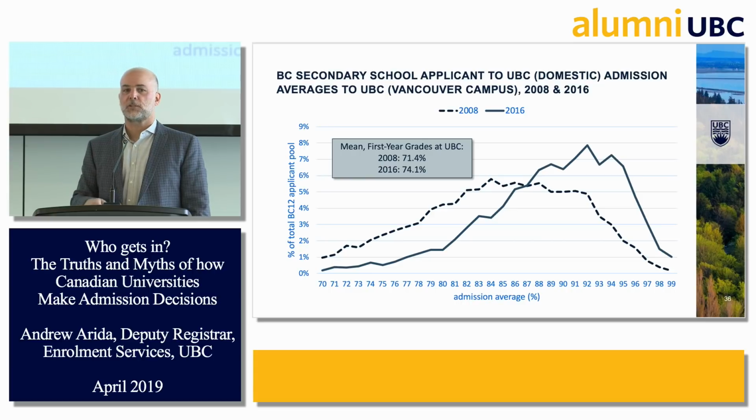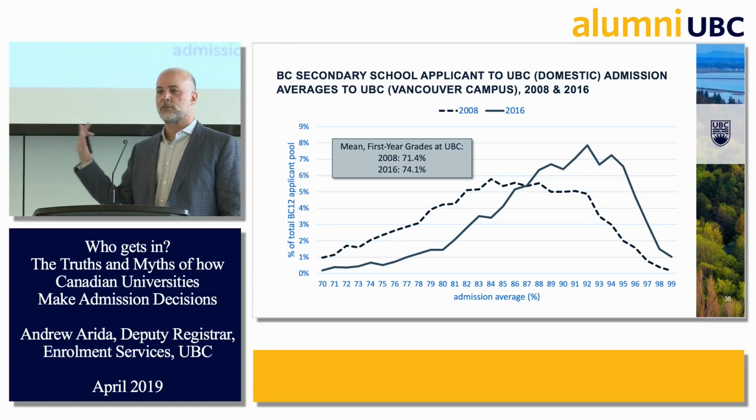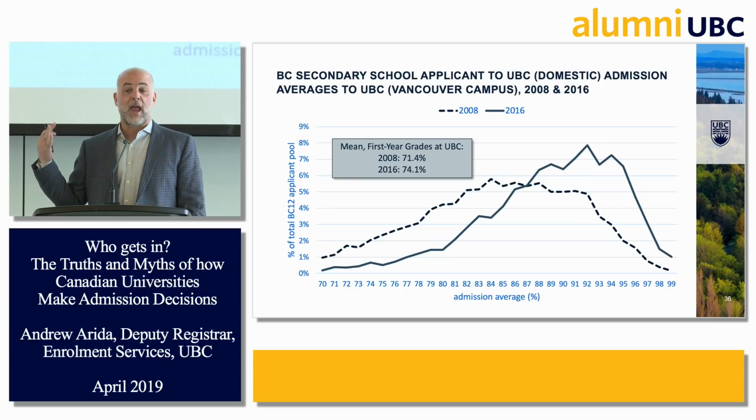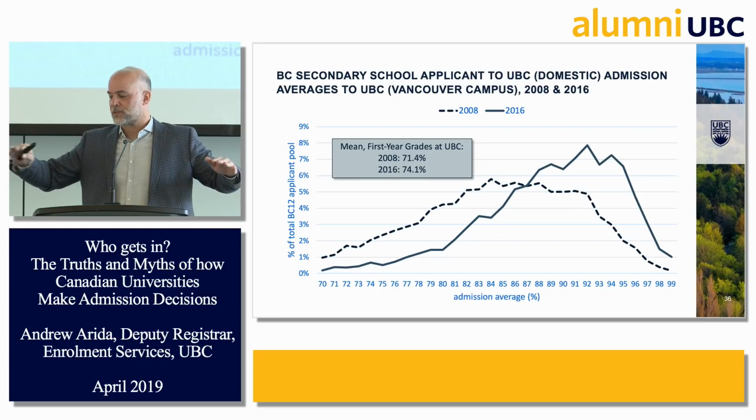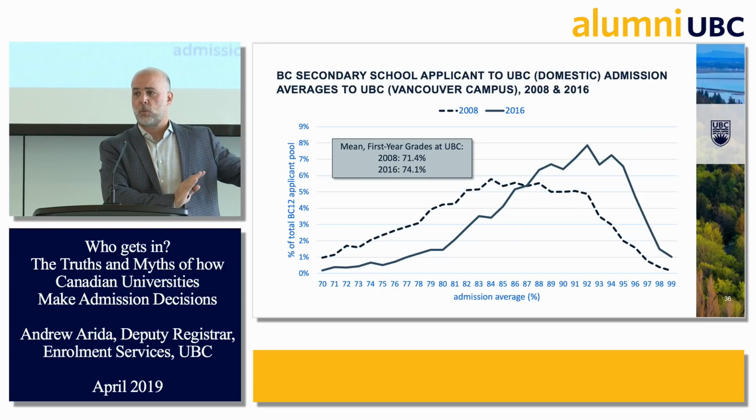High school students in British Columbia are getting higher and higher grades all the time. They're squishing over to the right-hand side of this graph, and it's making it harder to make admission decisions because everybody has really, really high grades. 2008, nice distribution. 2016, everybody's pushed over to one side.